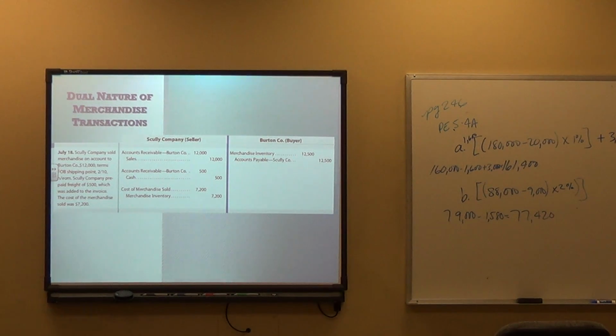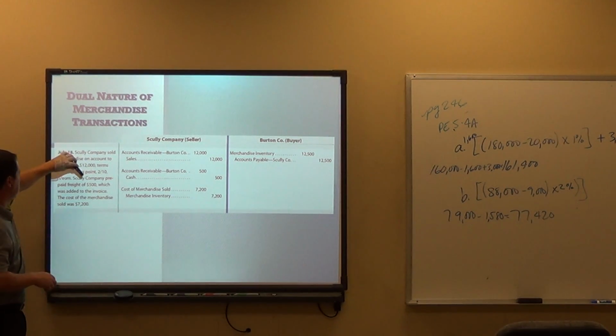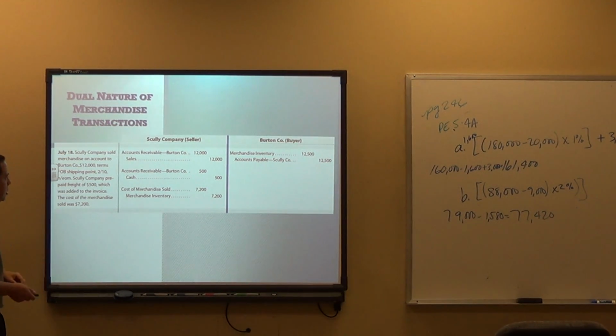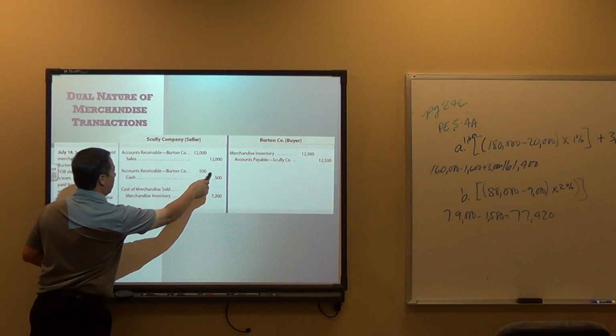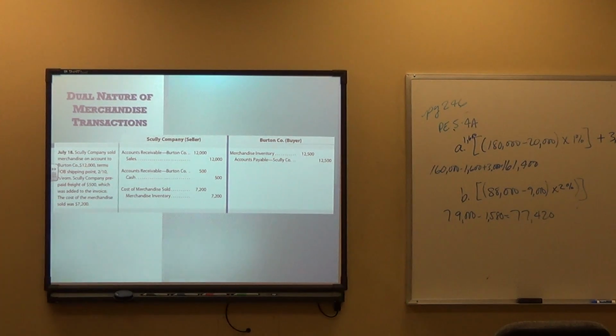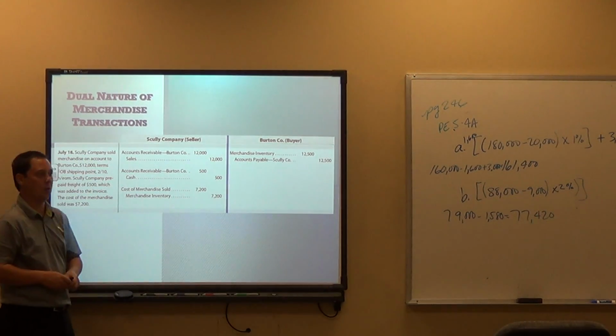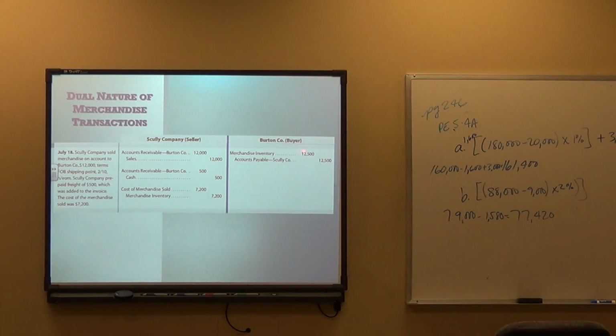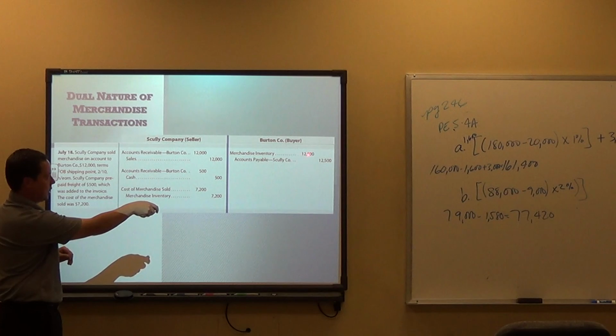All right, so Scully Company sold merchandise on account to Burton for $12,000 with terms of FOB shipping point, and these are the terms. And they prepaid the freight for $500. So we prepaid it for them, and now we have an extra thing in here. We have cash that we're taking out for $500, and the accounts receivable went up. So the total, they owe us $12,500. And then we have cost of merchandise sold of $7,200, and we reduce our merchandise inventory by $7,200. And over here, it was $12,500, and then their accounts payable, that's their merchandise inventory they have.